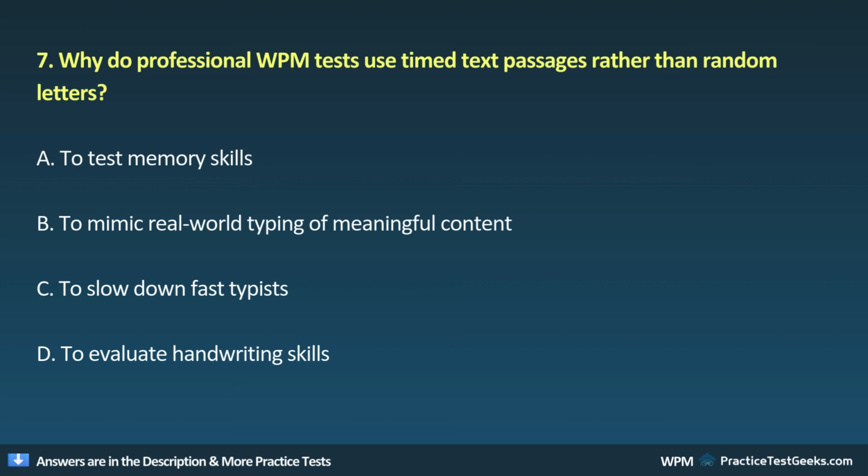7. Why do professional WPM tests use timed text passages rather than random letters? A. To test memory skills. B. To mimic real-world typing of meaningful content. C. To slow down fast typists. D. To evaluate handwriting skills.